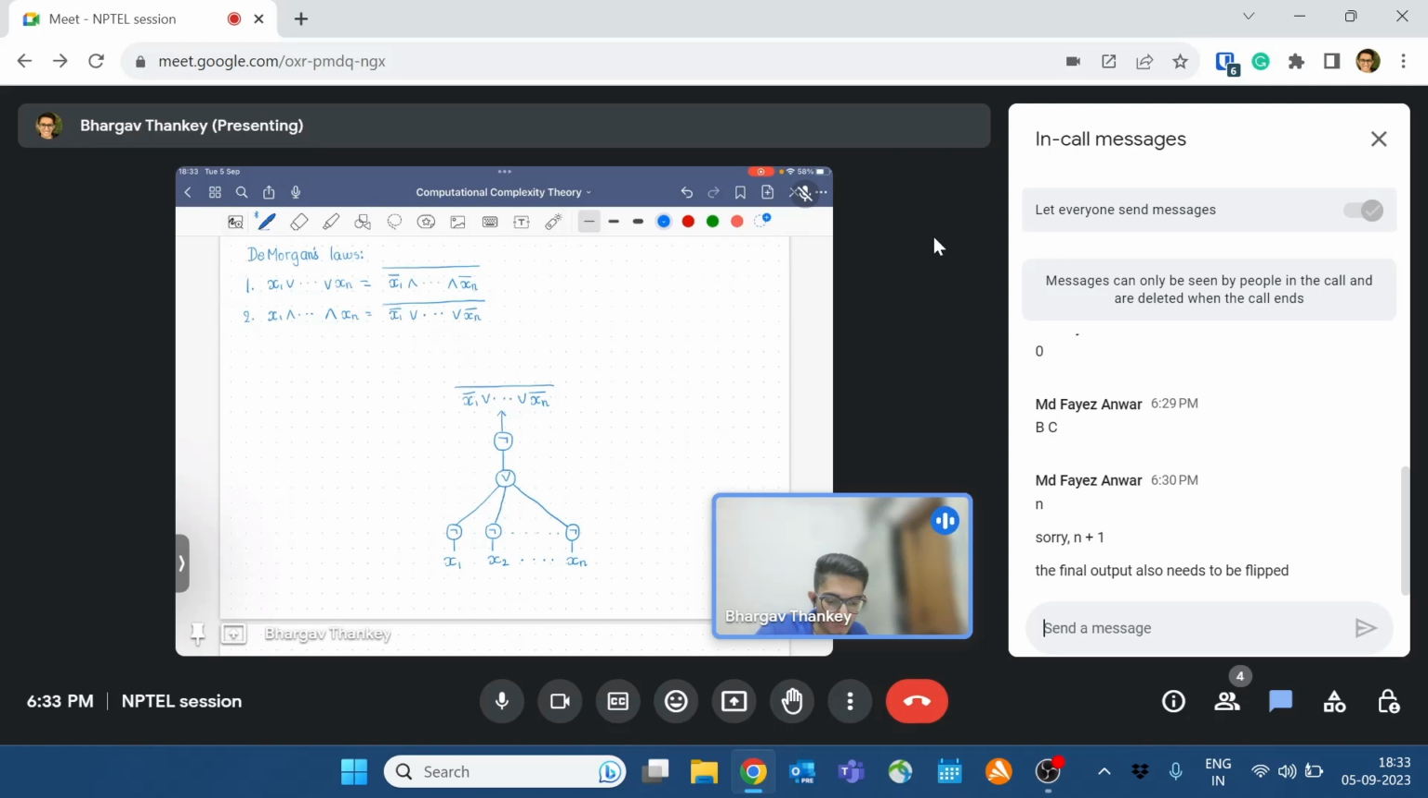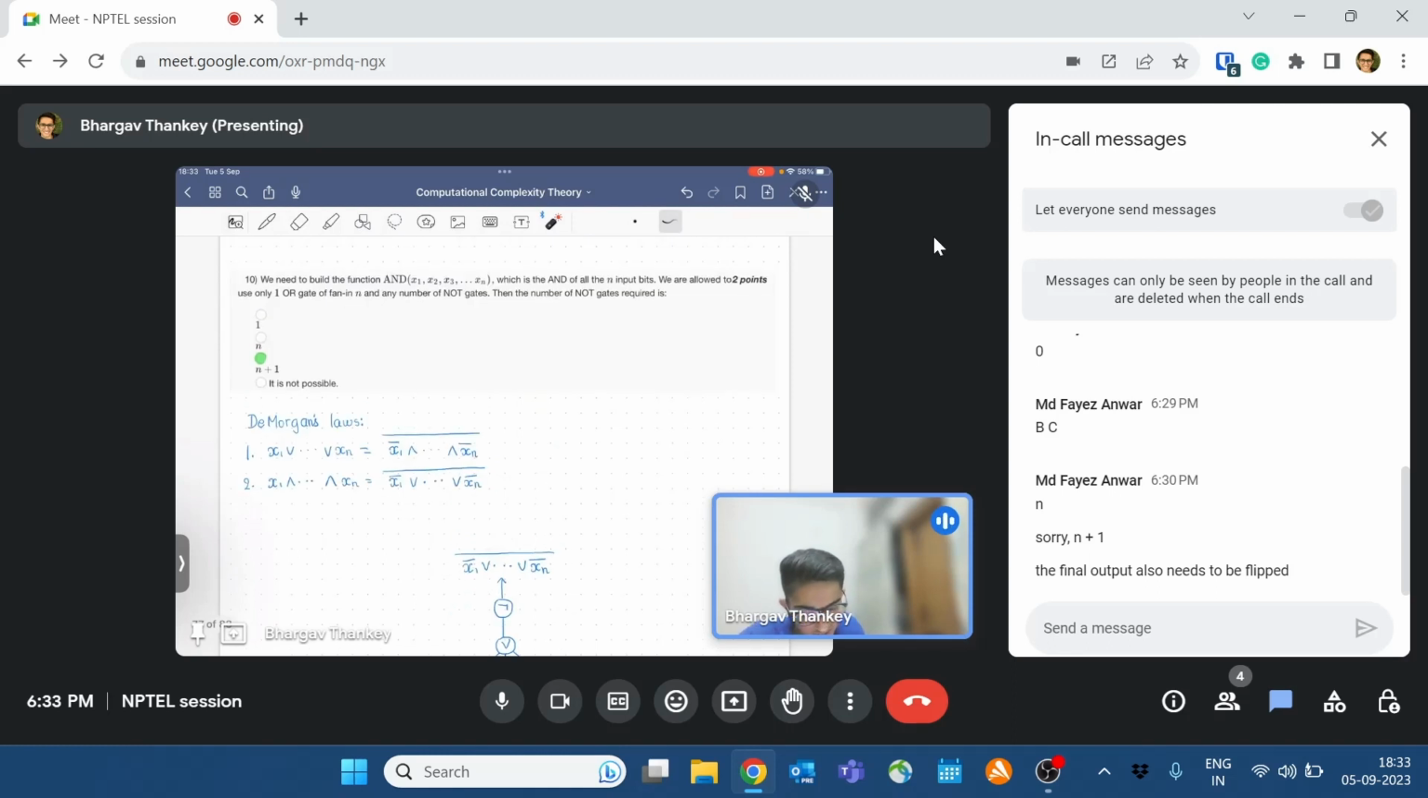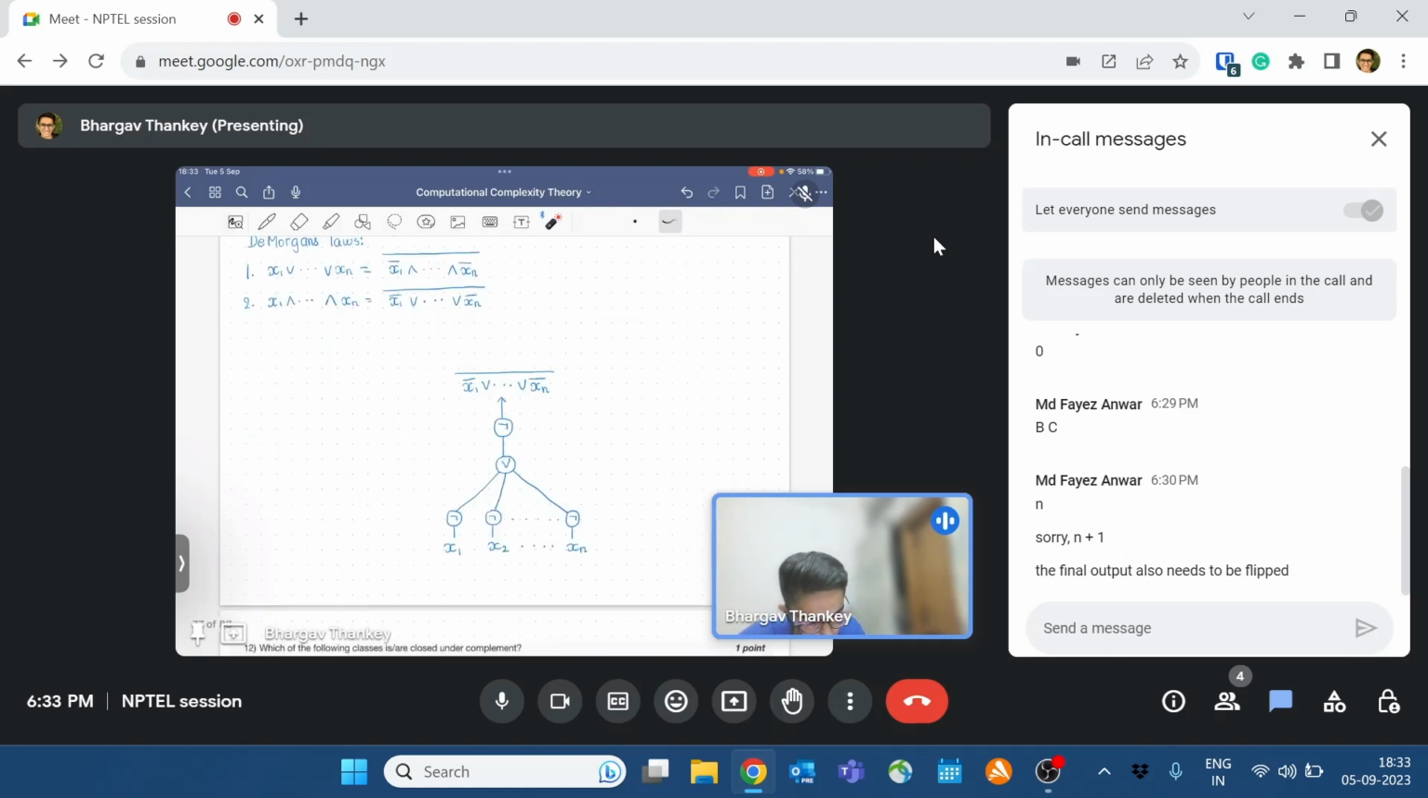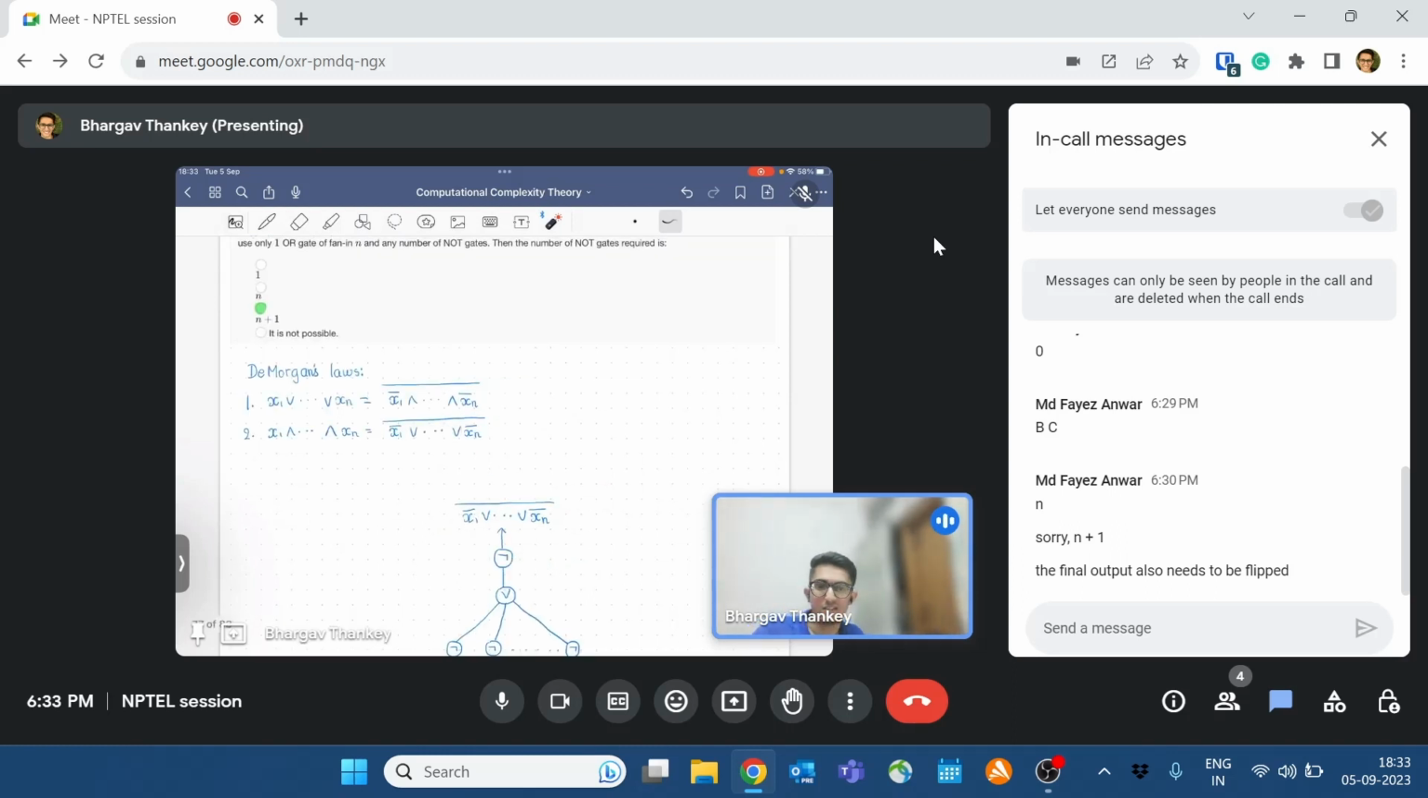So we have only used one OR gate over here and it had fan-in n, right? So we are satisfying this condition. We are allowed to use only one OR gate of fan-in n and any number of NOT gates. And the number of NOT gates we are using is 1, and there are n NOT gates over here. So that's n plus 1. Yeah, so option C is correct. Is this fine? Yeah.